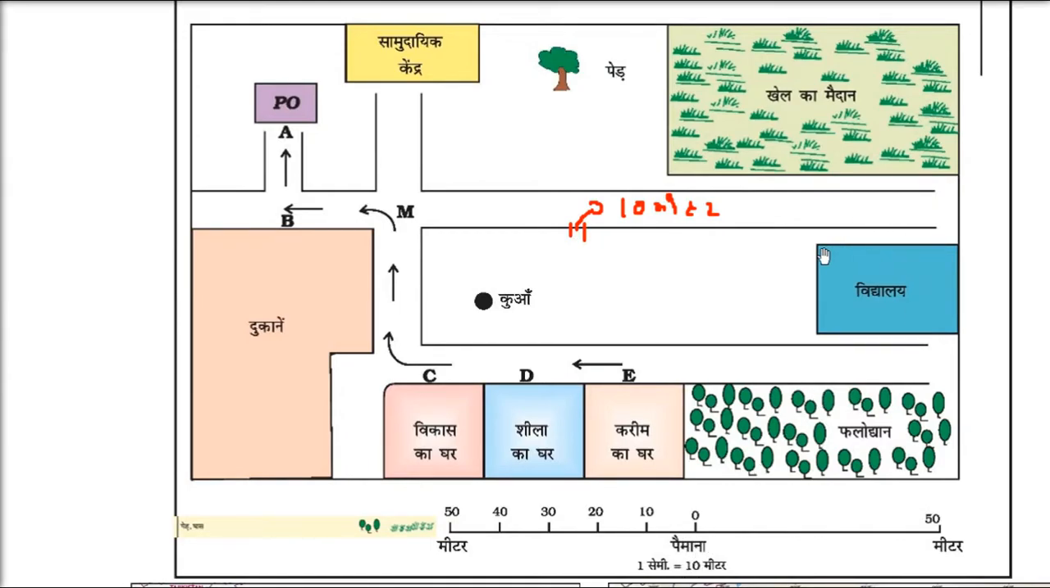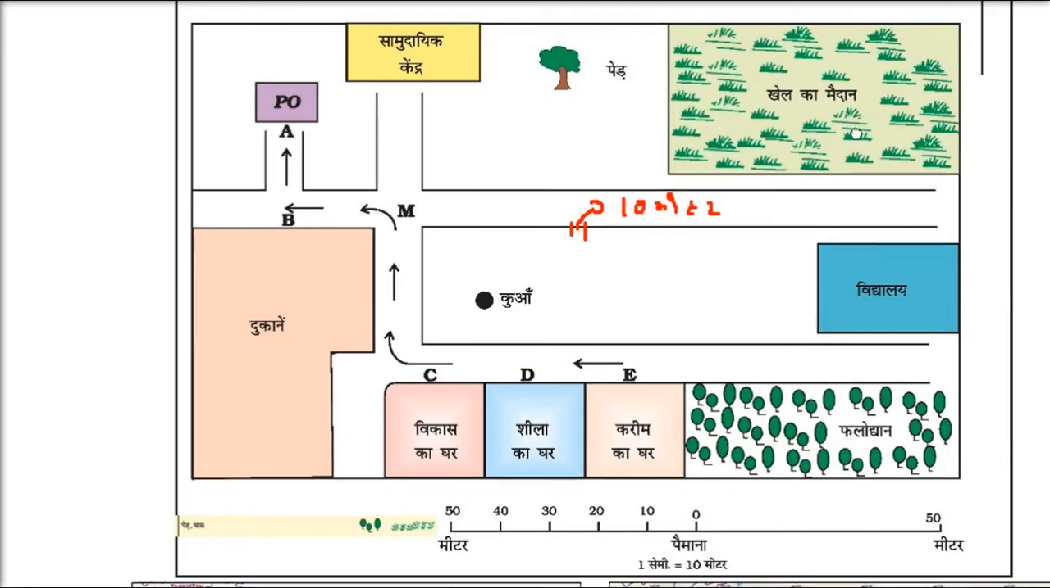That is, if I measure from here to here, and this is 10 centimeter, that means I am talking about 100 meters. On paper, it's 10 centimeter. Actually, it's 100 meter. This is the scale, paimana.